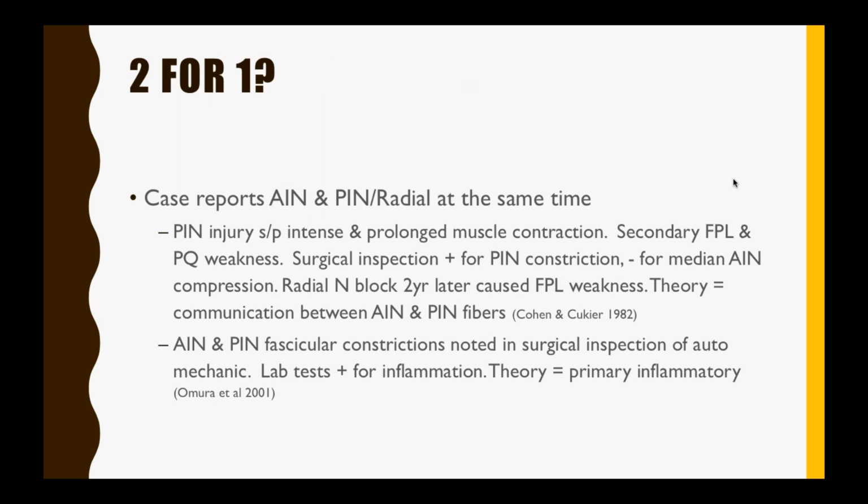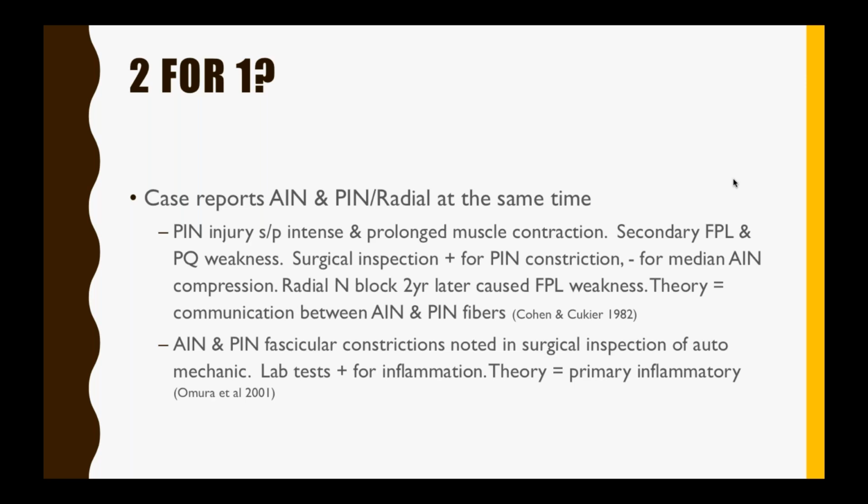In one case, the posterior interosseous nerve was injured after intense and prolonged muscle contraction, and the patient developed secondary anterior interosseous nerve symptoms. When they did the surgery for that patient, they found constriction of the posterior interosseous nerve, but it was negative for the anterior interosseous nerve. They found that some of the fibers going to the flexor pollicis longus were communicating between the anterior interosseous and posterior interosseous nerve, and this was just one isolated case.